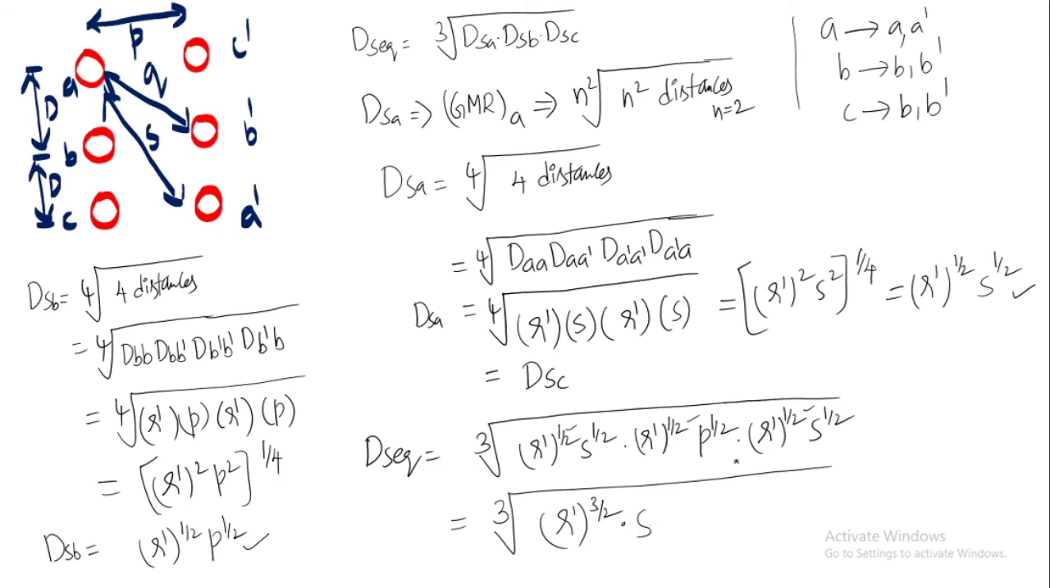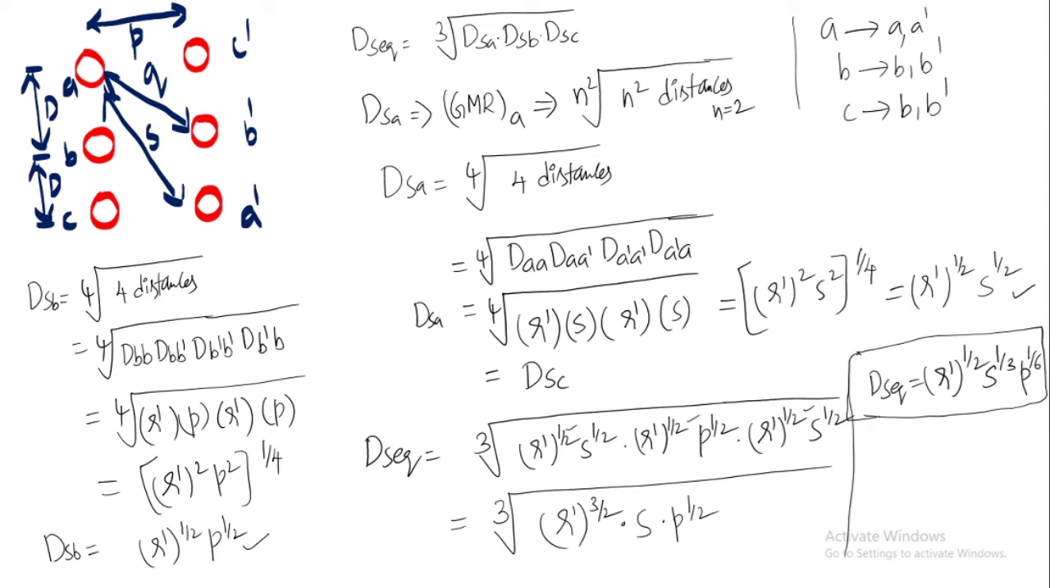So you will get S, and here you will get P power 1 by 2. Now by applying this cube root, you will get DS equivalent as R dash power 3 by 2 into 1 by 3, because power 1 by 3 can be taken as into 1 by 3. So 3 by 2 into 1 by 3 is 1 by 2, I think so. So we will get R dash power 1 by 2 and S whole power 1 by 3. Cube root means power 1 by 3, and P power 1 by 2 power 1 by 3 is 1 by 6. So this is the value of DS equivalent.